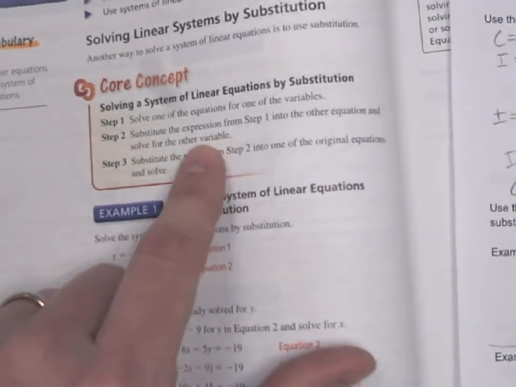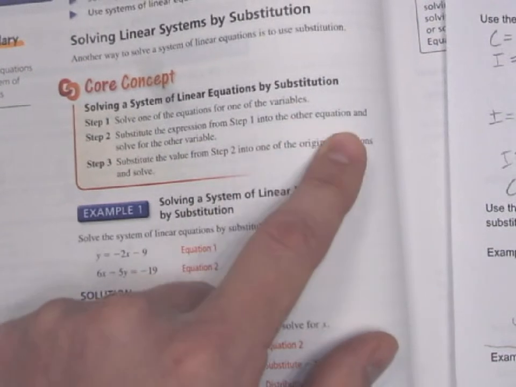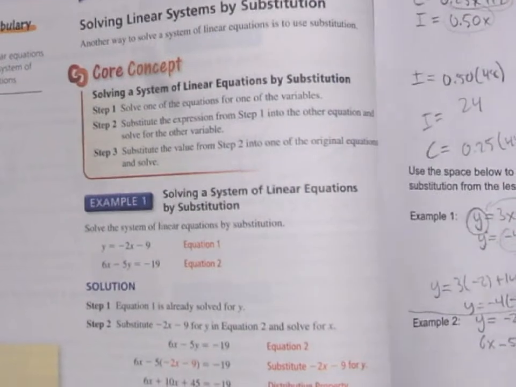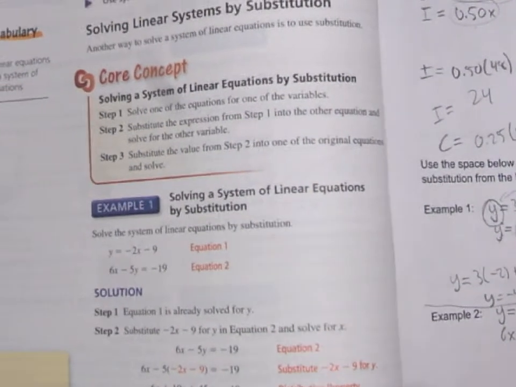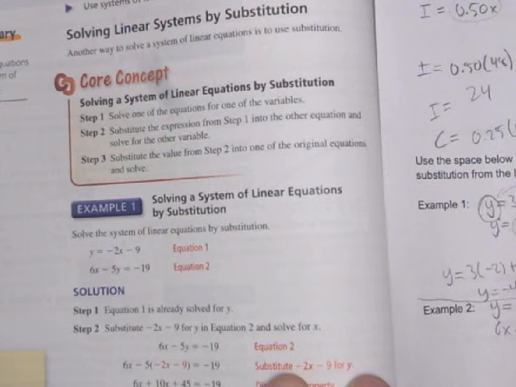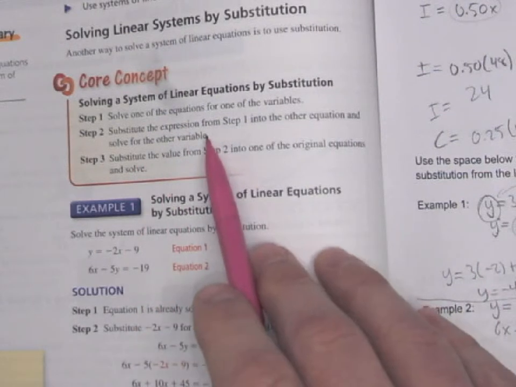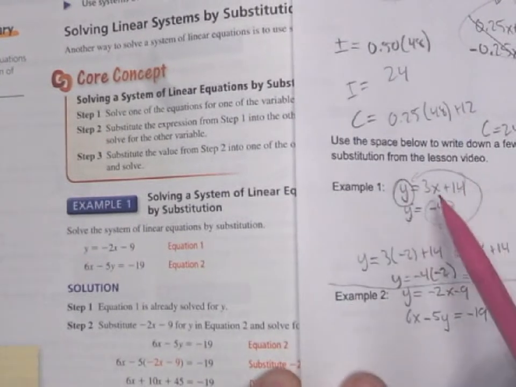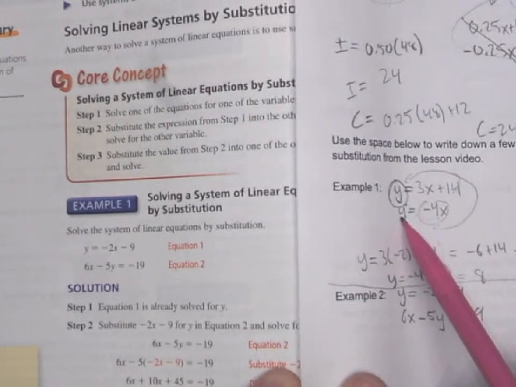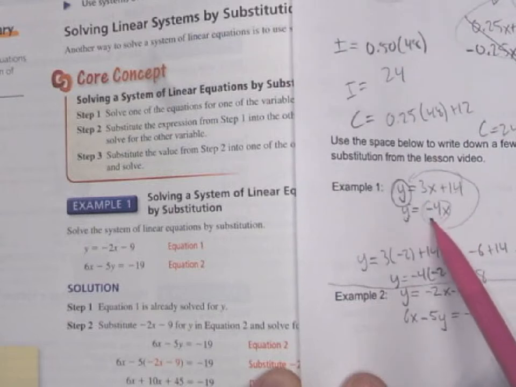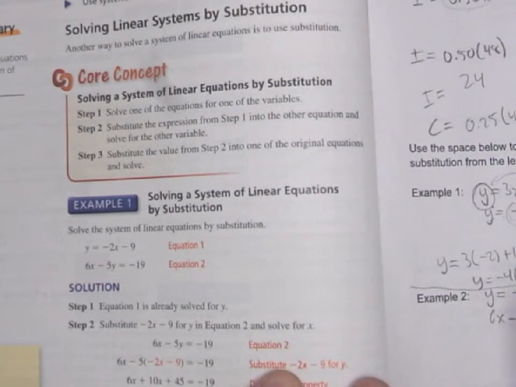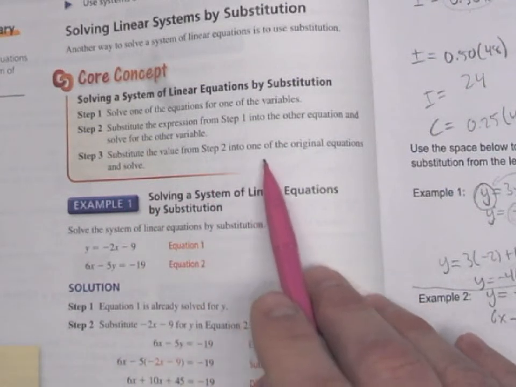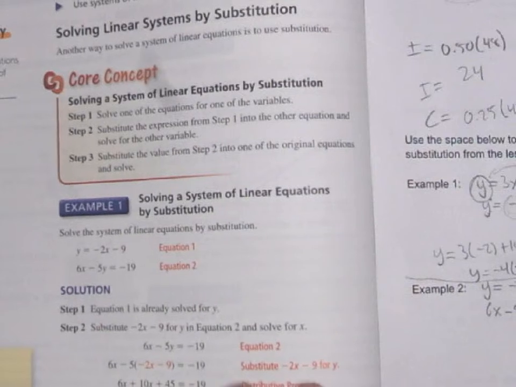Step 2, substitute the expression from step 1 into the other equation and solve for the other variable. That's kind of tricky, but what they're saying is we're going to take whatever is solved for here, and we're going to replace something in the other one, right? So we took this y, and we replaced it with this expression. Then we solved for x, and then step 3, substitute the value from step 2 into one of the original equations and solve. So that's a little bit confusing.